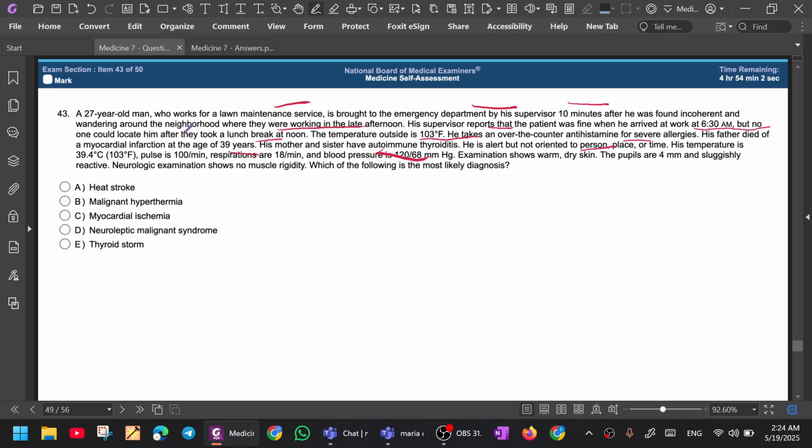He is alert but not oriented to person or time. Temperature is high, pulse is high, respiration normal, BP I believe is normal. Exam shows warm, dry skin. Pupils at 4, which I think is normal, and sluggishly reactive. Yeah, diagnosis.